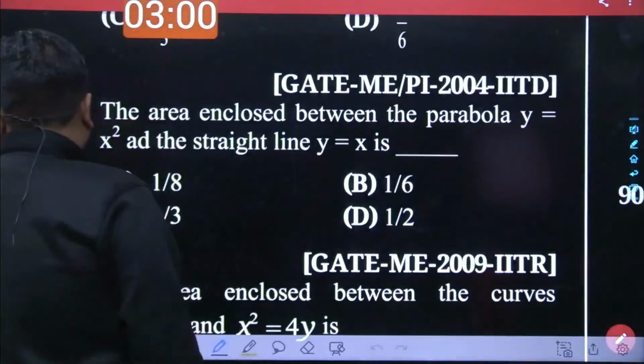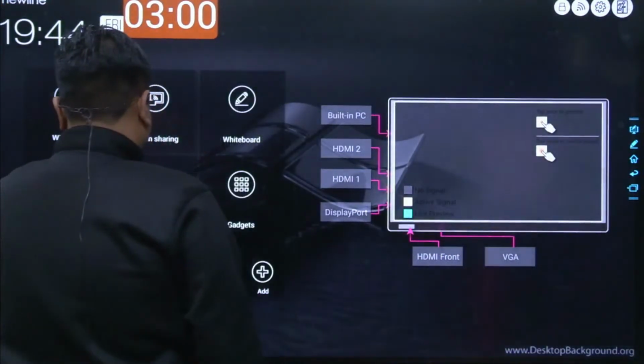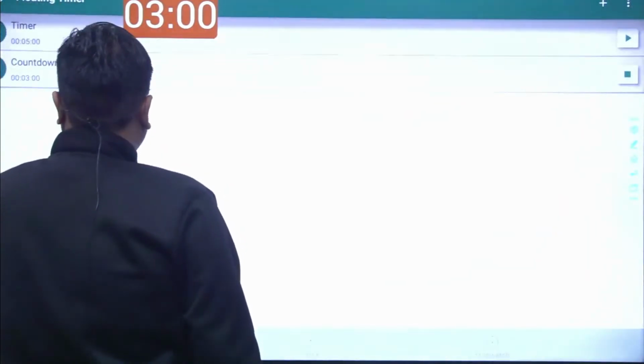So let me do one thing. Let me draw this down, how the curve looks. y is equal to x square.